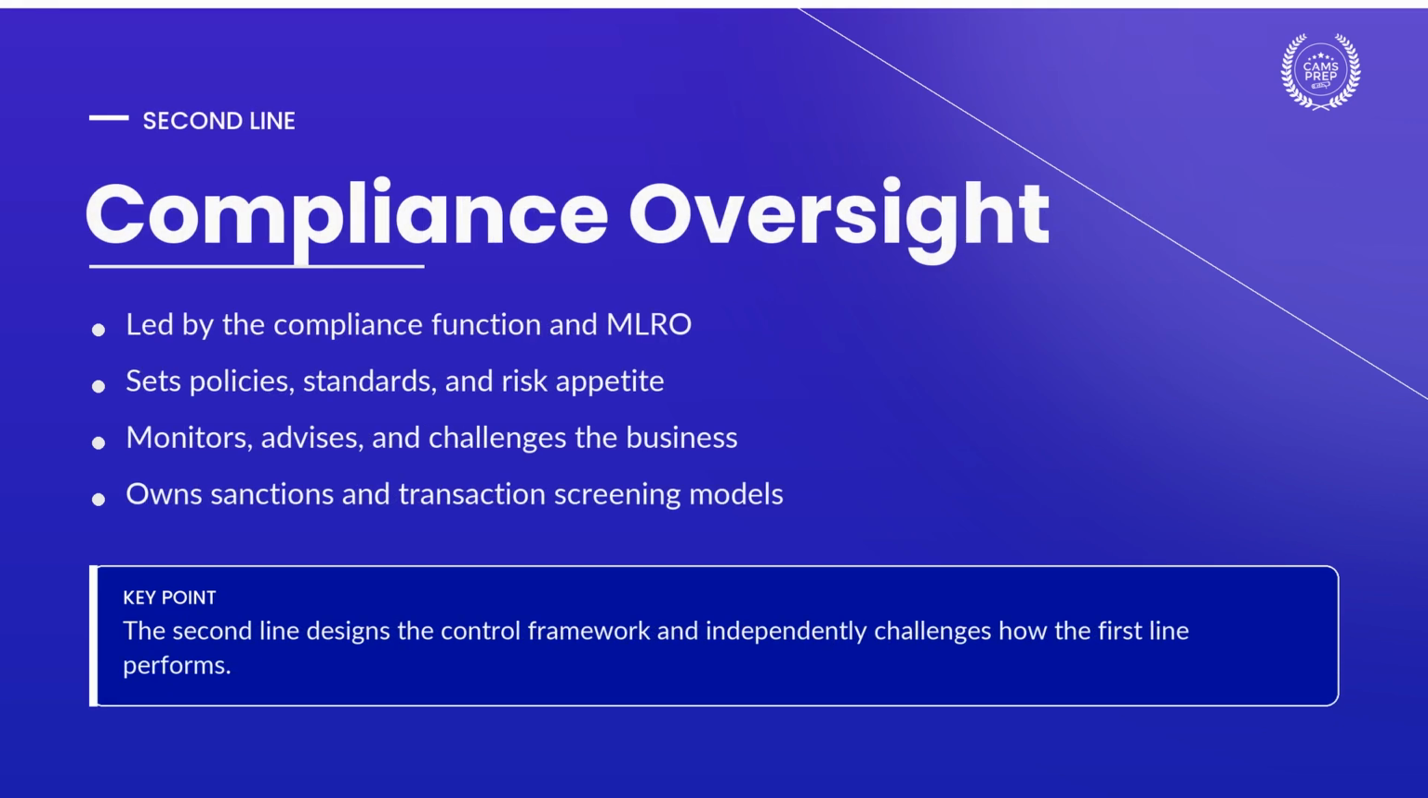The second line is compliance oversight, led by the compliance function and the money laundering reporting officer or MLRO. This line sets the policies, the standards, and the risk appetite. It monitors the business, advises it, and independently challenges how it performs. The second line also owns the sanctions and transaction screening models. Think of it as the architect of the control framework and its independent critic.